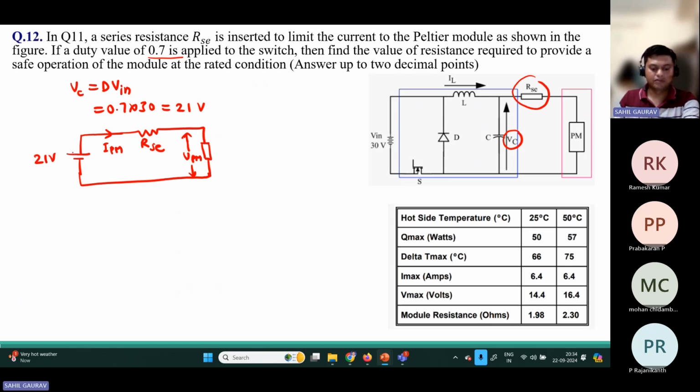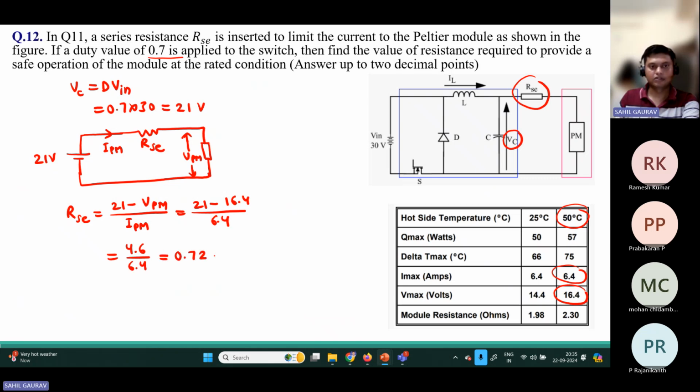So these values are from the previous problem. We take it for 50 degrees Celsius. So RAC will be (21 minus VPM) upon IPM. So 21 minus VPM, where VPM is 16.4, and IPM is 6.4. So we will get 4.6 upon 6.4. So it will be 0.72 as the answer.